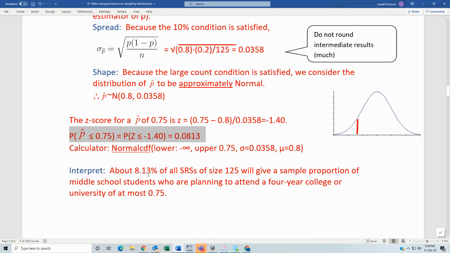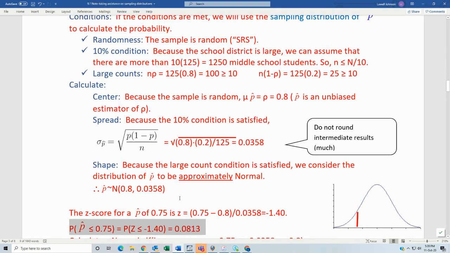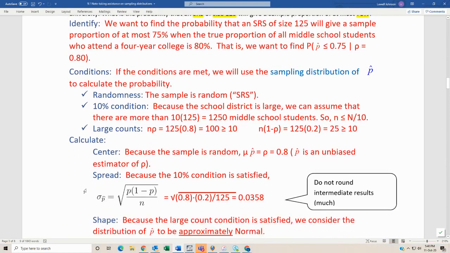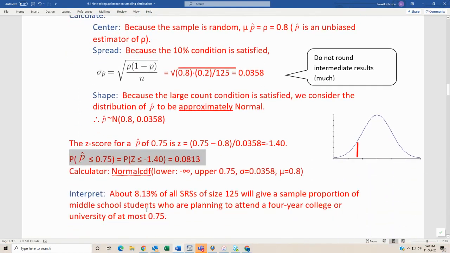About 8.13%, here's my 0.0813, about 8.13% of all simple random samples of size 125 will give us a sample proportion of at most 0.75. That is the use of the ICCI method to answer that question.